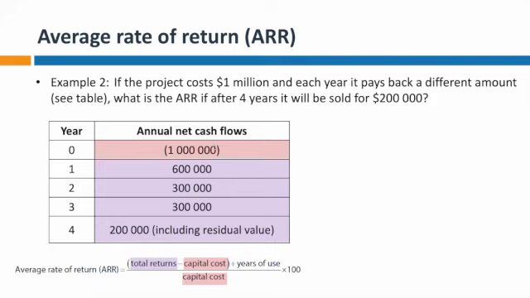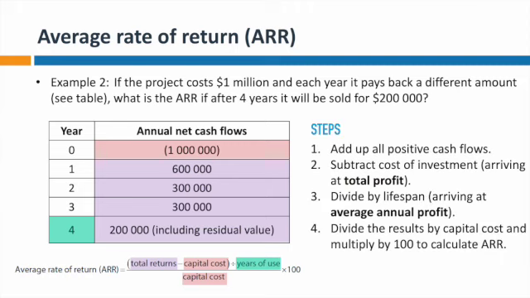And then the third piece of information that we need is the years of use. We can see it in the text that it's 4 years, but also in the table, the maximum number of years is 4. So that is also a piece of information that we're going to insert into the formula. And then basically we just need to put the right numbers in. So the steps would be add up all the positive cash flows, subtract the cost of investment. That way we're going to arrive at the total profit.